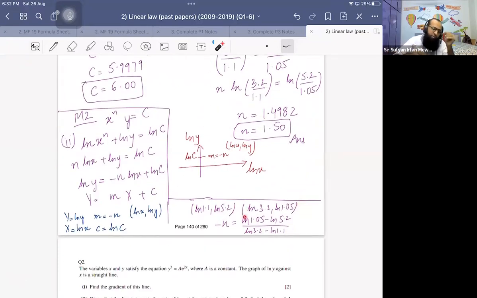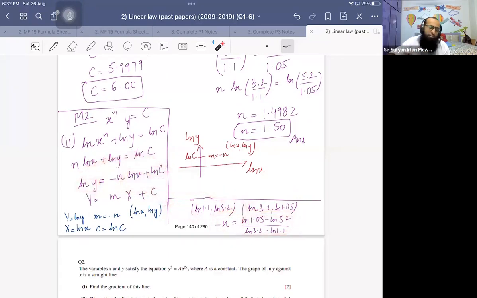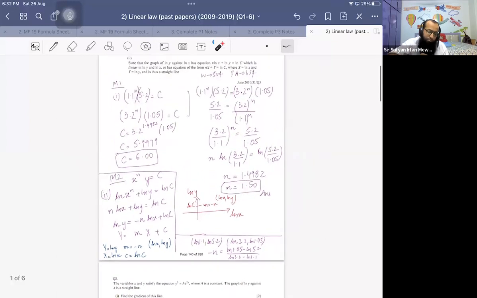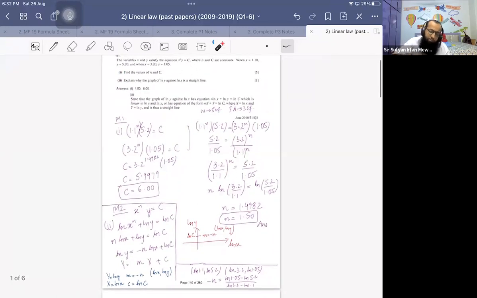And then when the value of n has been found, we can substitute the value of n over here, and one of the coordinates can be substituted, ln 1.1 in place of ln x and ln 5.2 in place of ln y. And then we'll make ln c the subject, and from that we'll be able to find the value of c. So I think there was a bit of confusion. There might have been a chance of confusion because I've told multiple approaches. I'm not sure whether you people have been able to understand or not. I'm just reading the answer over here.